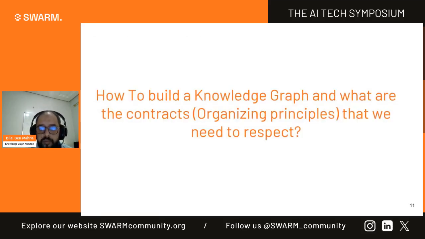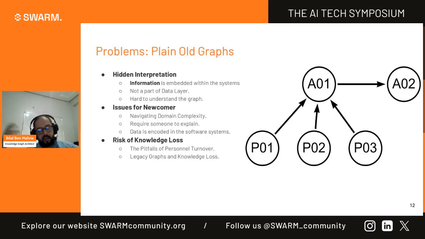Now that we understand what a knowledge graph is and have seen its evolution over time, let's move on to discuss how to build a knowledge graph and determine the best organizing principles for structuring it. In fact, there are 3 main organizing principles: property graphs, RDF graphs or ontologies, and taxonomies. But before talking about that, let us just focus on the plain old graph, so something that is old.